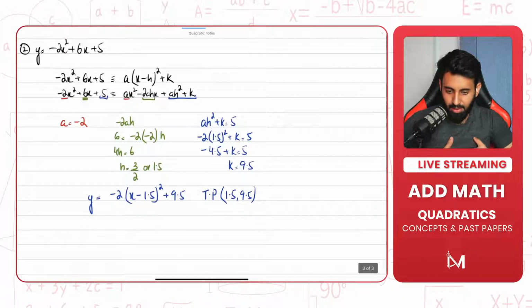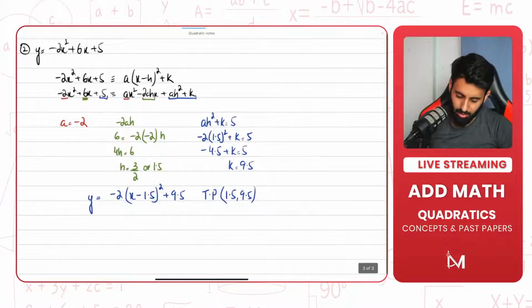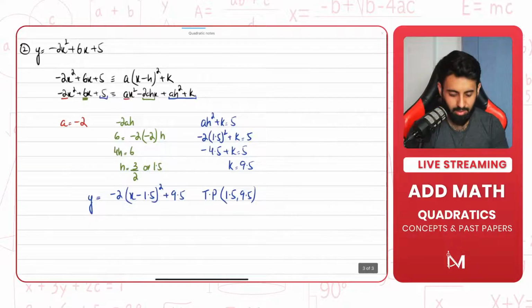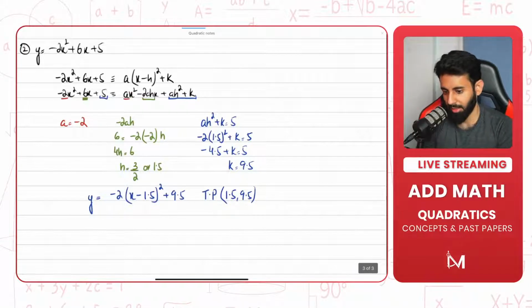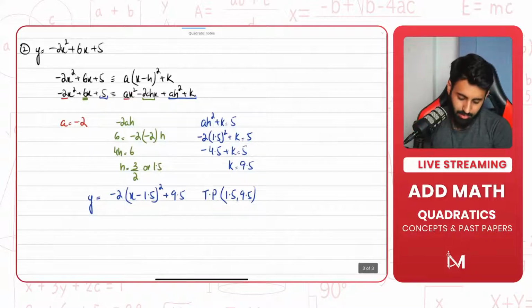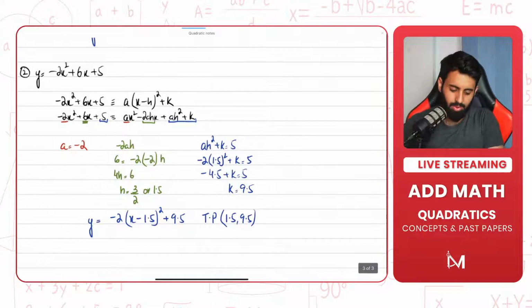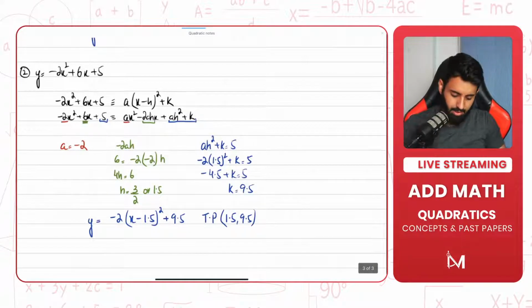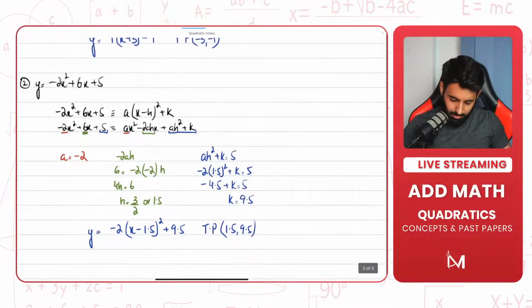So this is how you find out the turning point. In order to find out the turning point, you bring it in completed square form, and then you find out the x and the y coordinates of the turning point. Now let's just discuss the intercepts as well, and then we'll straight away do some past paper questions of sketching, and then we'll do the remaining concepts.